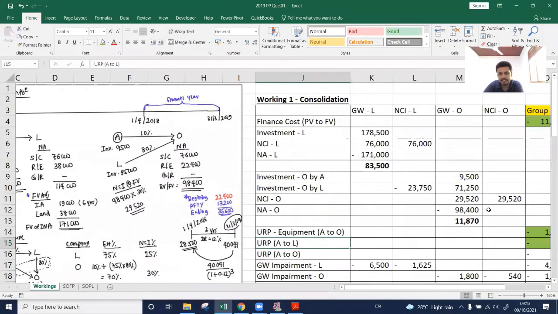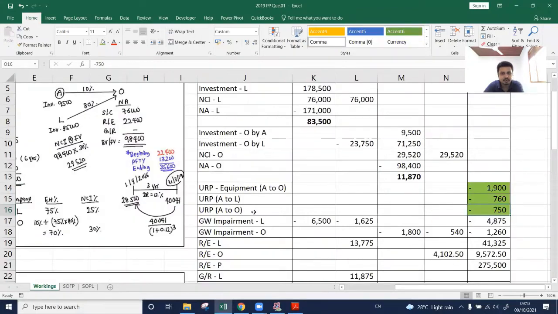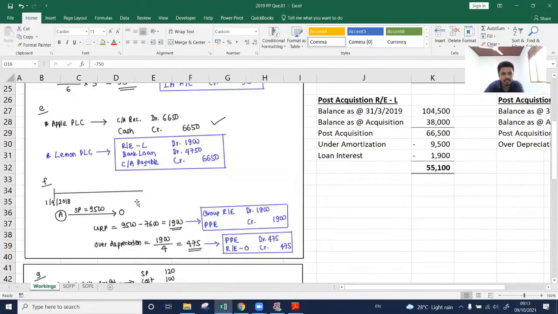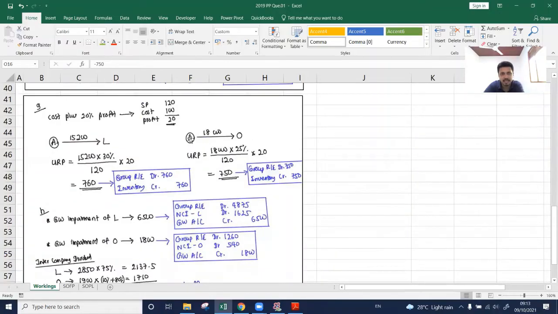760 we have considered. Then 750, this time what? A has sold to O. Apple PLC has sold to Orange PLC. Right, here we have it. That is why these workings are really important. If you have it here and there, it will consume a lot more time. Since we have these workings, we can clearly see, A has sold to Orange.